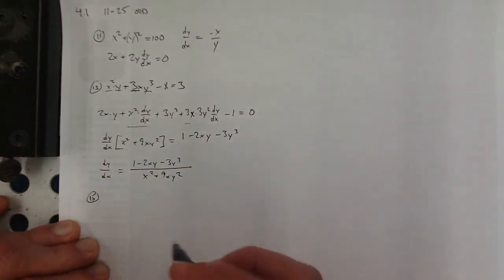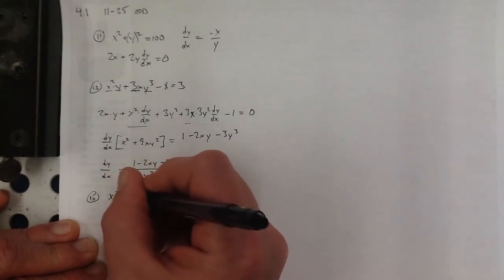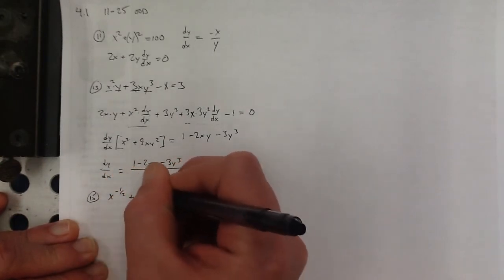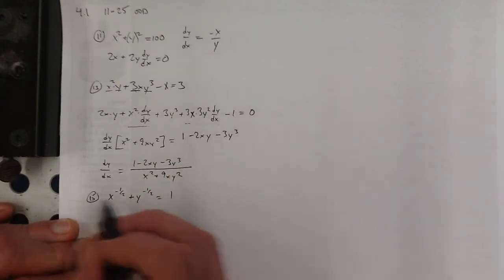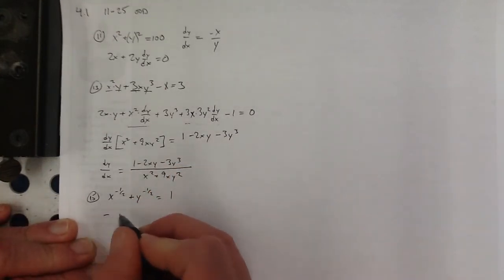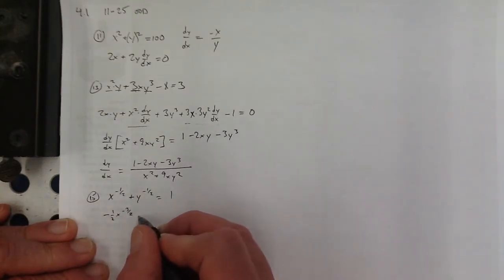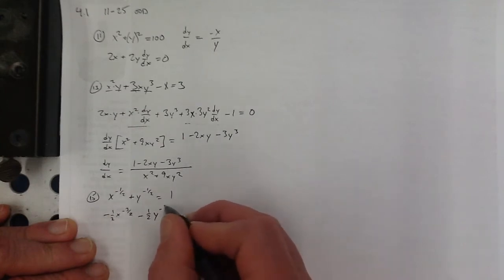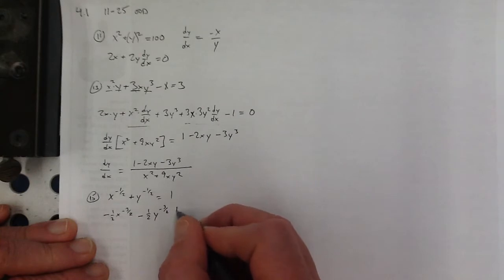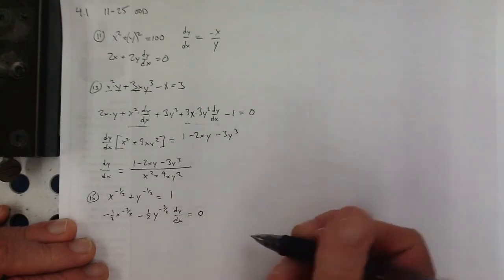Number 15, I don't like the way this is written. This is x to the negative 1/2 plus y to the negative 1/2. That is a more calculus-friendly way of writing that. So let's see, that's negative 1/2 x to the negative 3/2 minus 1/2 y to the negative 3/2 dy dx equals 0.